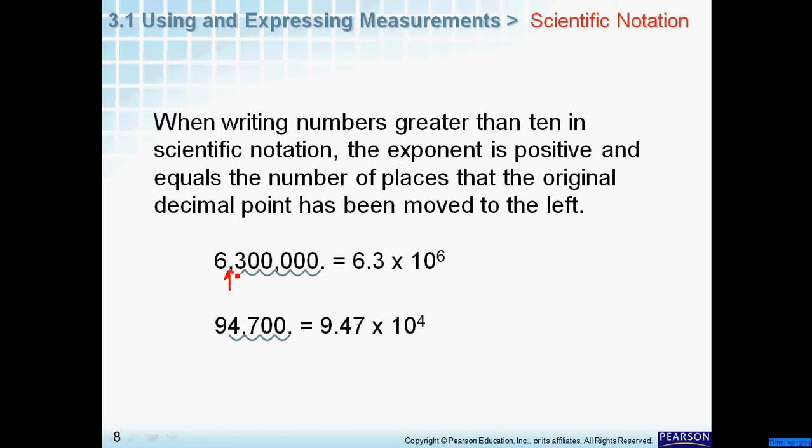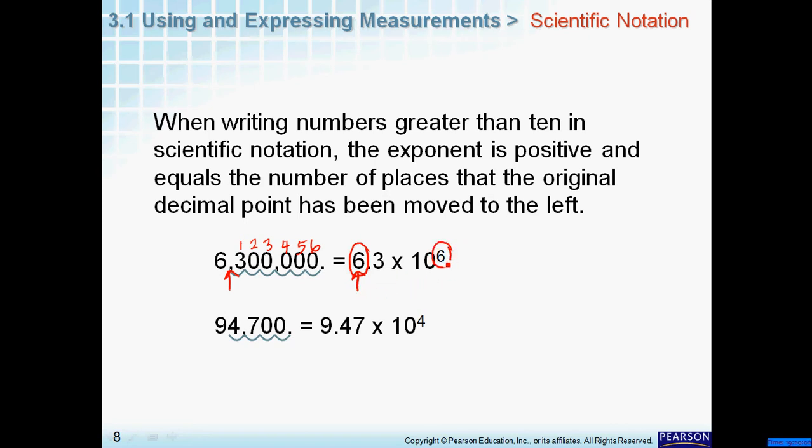It's going to go right here, is where your decimal goes, because we want a single digit before the decimal point. So my 6 is the only digit before the decimal point. And then I need to count. How many spaces do I have after that decimal point? Well, I have 1, 2, 3, 4, 5, 6. You can count that. So my exponent is going to be 6. Since I have 6 digits here, my exponent is a 6.